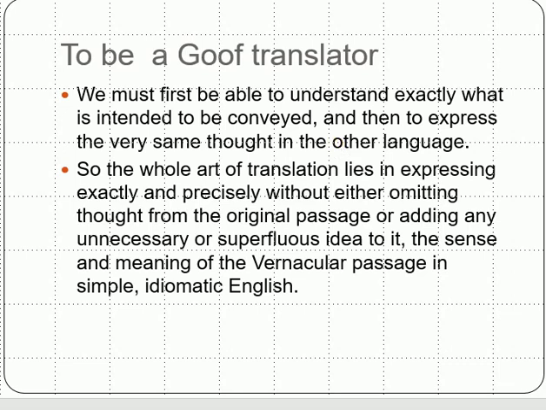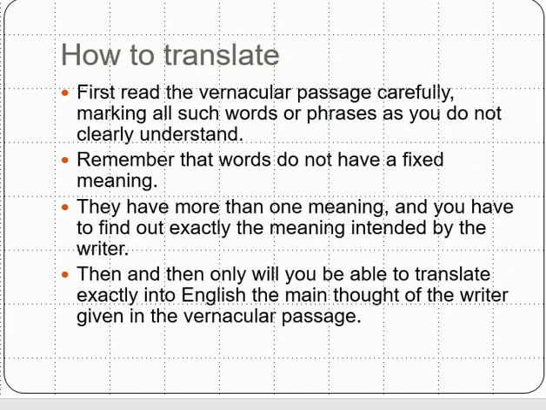Then comes how to translate. The process of translating: first you have to read the vernacular passage carefully. Mark all such words or phrases as you do not clearly understand. Remember that words do not have a fixed meaning. They have more than one meaning, and you have to find out exactly the meaning intended by the writer. Then only you will be able to translate exactly. If you are not able to understand the sentences and the variety of meanings, you won't be able to understand the tenses and the given text.